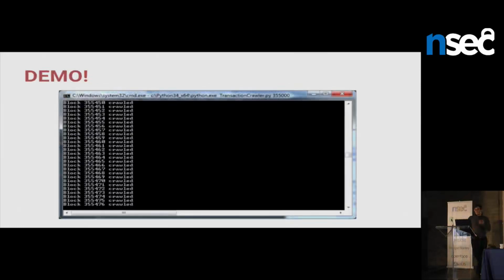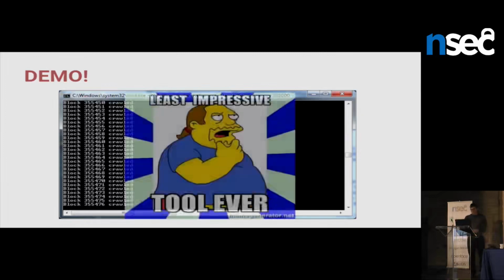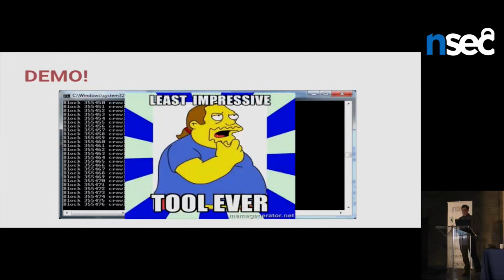So finally, the part that you want: the demo. The tool looks like this. That's my tool. I know, it's the least impressive tool ever. Basically, as I told you, I was dumping everything into a DB, so I have MongoDB on my computer.